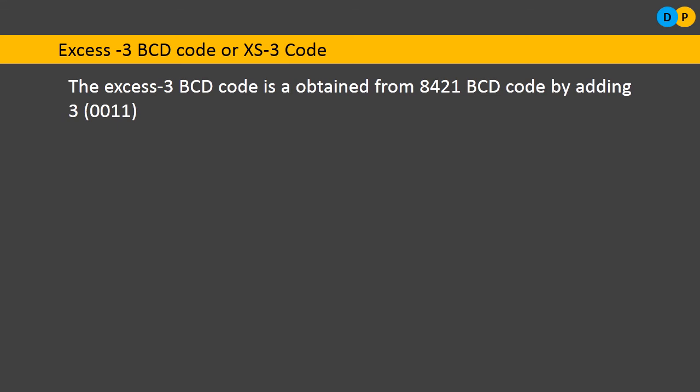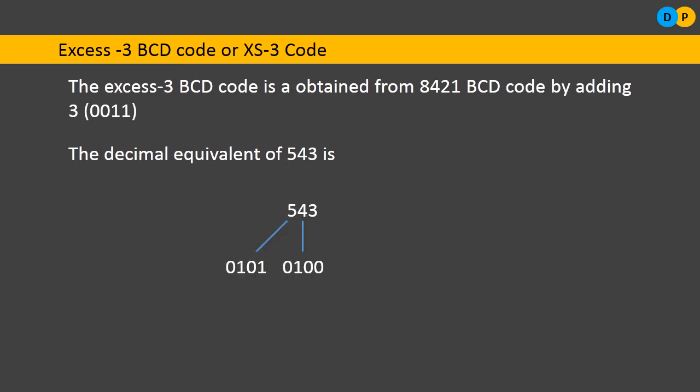How does that work? Please notice here, take the decimal number 543. Its binary coded equivalent is 0101 0100 0011. So this is the BCD code, the binary coded decimal equivalent of 543. But we want to represent 543 in the XS3 coding pattern.